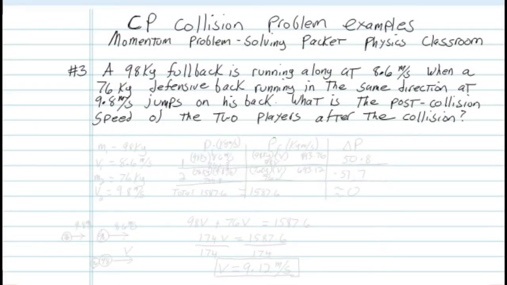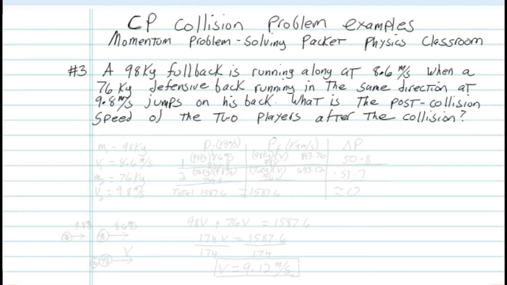Okay, so we're going to look at some collision problem examples, and the first one is a totally inelastic collision, so it's one where they stick together. We have a 98 kilogram fullback running along at 8.6 meters per second when a 76 kilogram defensive back running in the same direction at 9.8 meters per second jumps on his back. What's the post-collision speed of the two players after the collision?